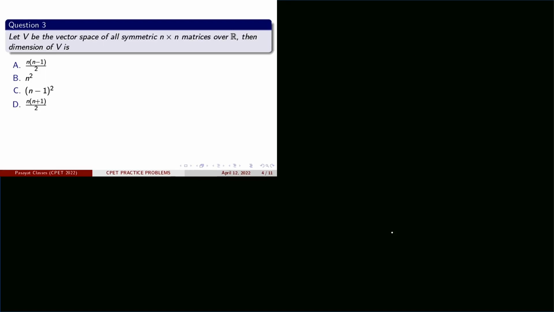Now come to another question. Here, let V be the vector space of all symmetric n cross n matrices over R.